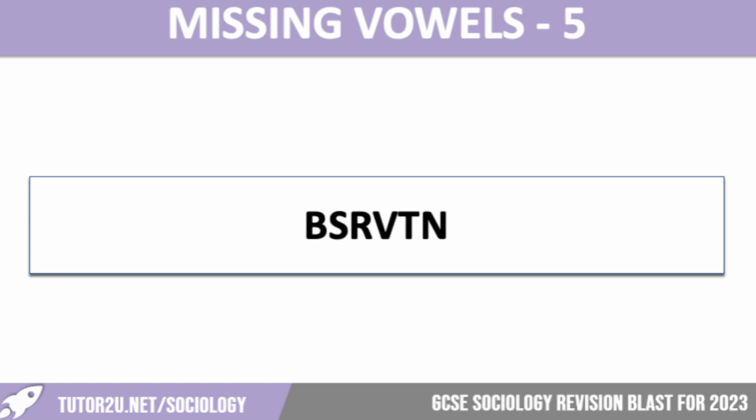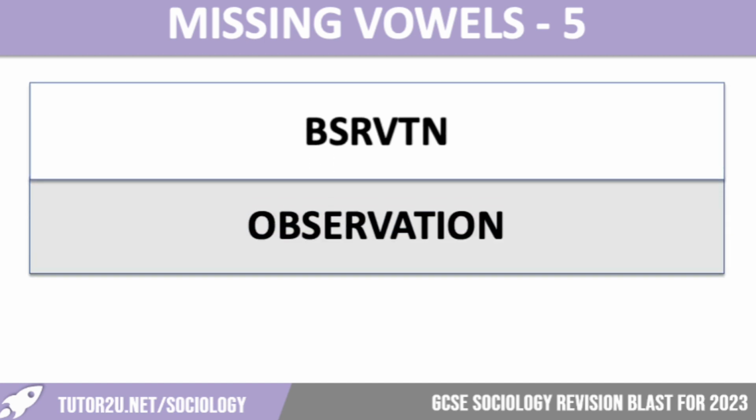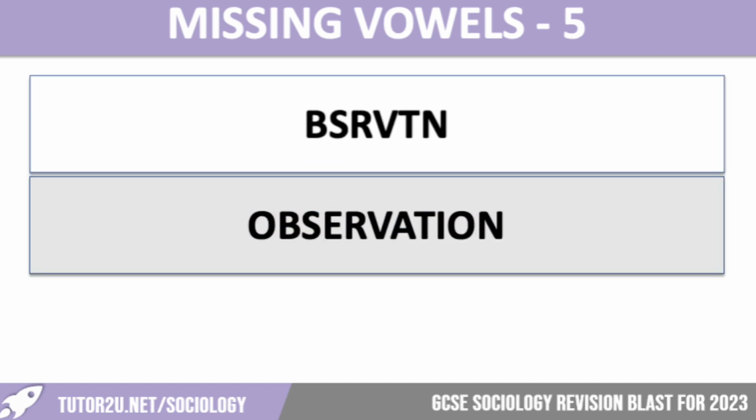This is our last one. This is, let's reveal, it is observation. So you can have covert or overt observation. So overt is when people know that they are being watched. Covert is in secret. You can have participant when you are joining in and non-participant also.